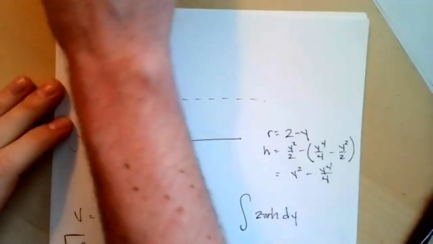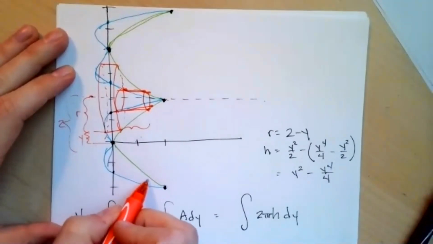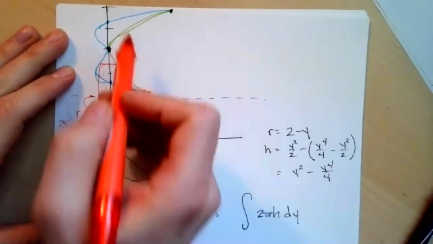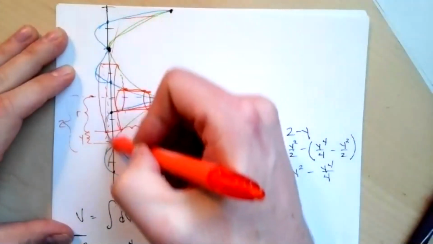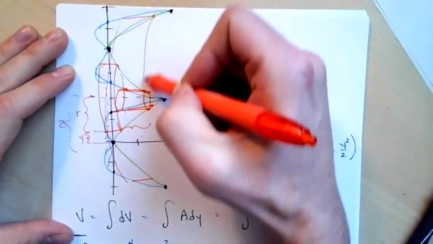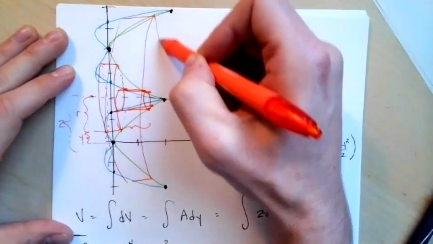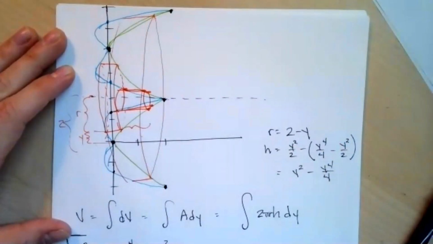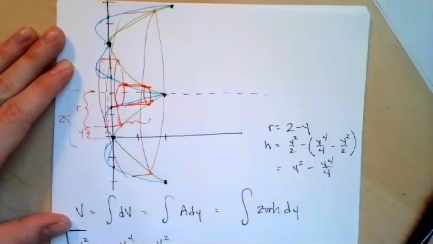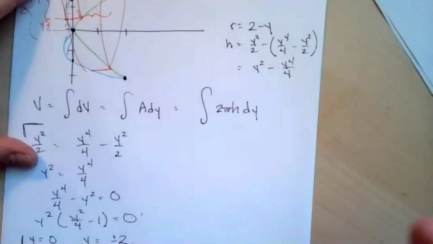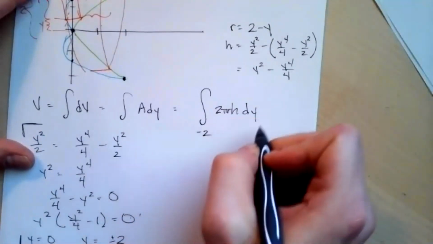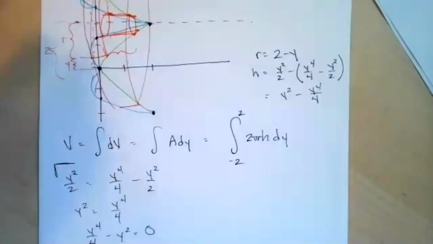The biggest shell is going to be like out here. And it's going to be all the way around. So it's from -2 to 2? -2 to 2, right. Could we also just do 0 to 2 and multiply by 2, or is that not good in this situation?